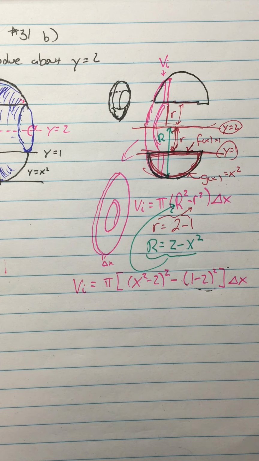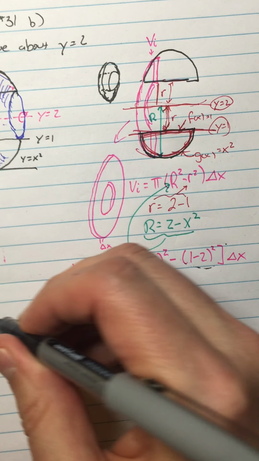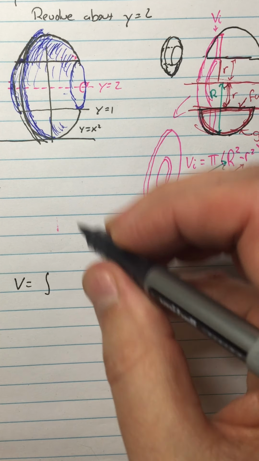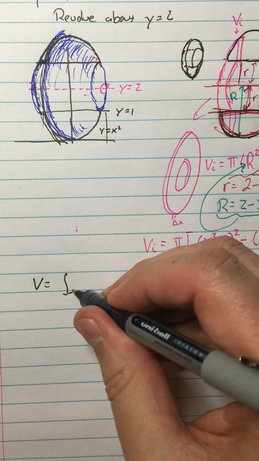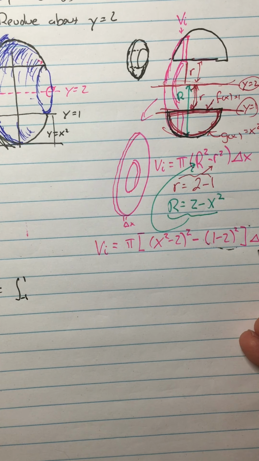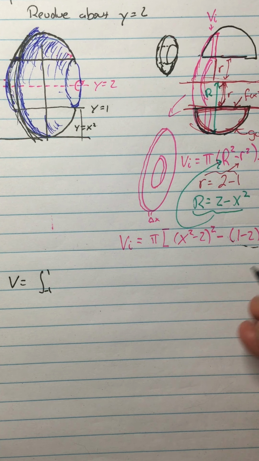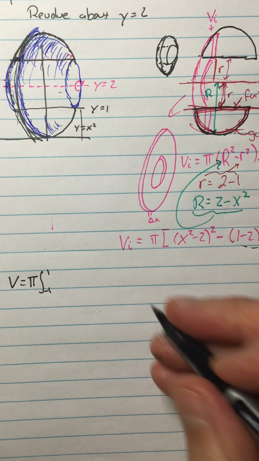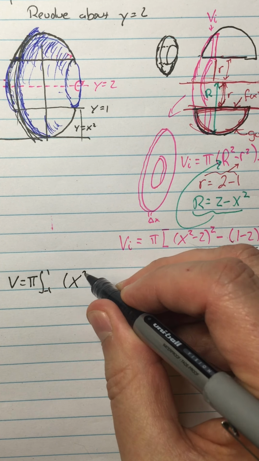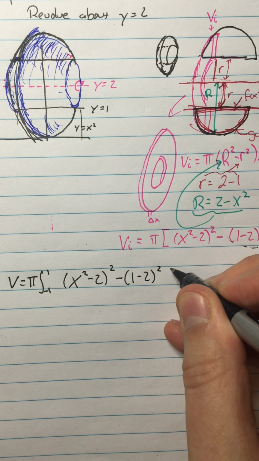So that means that my volume for this one is going to be the integral. Again, I'm going from -1 to 1. My limits are x coordinates because I'm integrating with respect to x. I know that because I have delta x here. So the integral from -1 to 1 of this stuff. Let's put the pi outside. Here's our pi. And then I have x squared minus 2 squared minus 1 minus 2 squared dx.